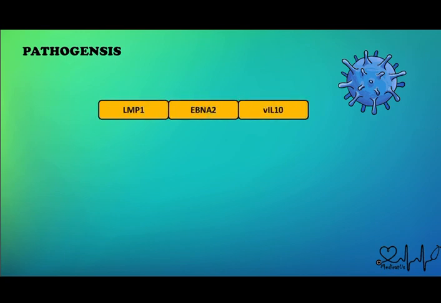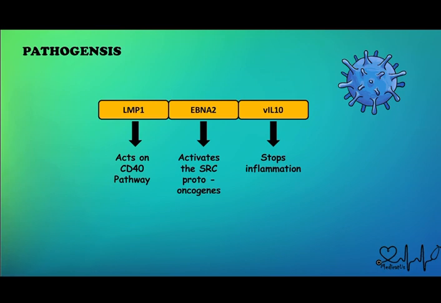Now, what kind of molecules does Epstein-Barr virus have? So it has LMP1, EBNA2 and viral interleukin 10. This viral interleukin 10 is anti-inflammatory. That means the virus will itself stop the inflammation, and that's not good for us. This LMP1 acts on the CD40 pathway and EBNA2 activates the SRC proto-oncogene.